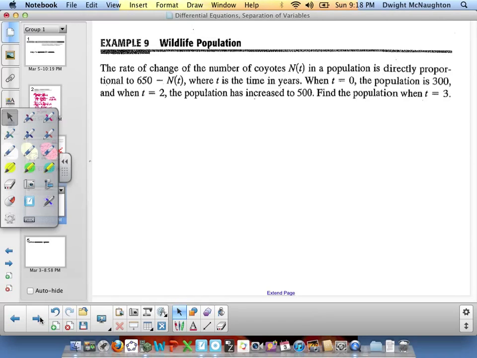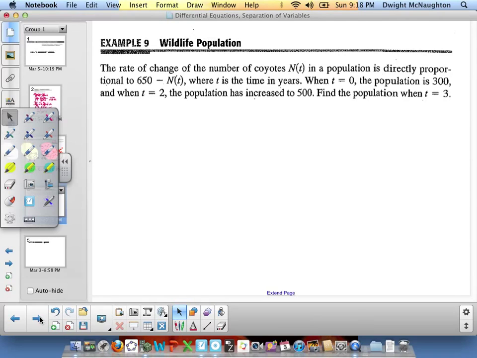The rate of change of the number of coyotes in a population is directly proportional to 650 minus the number of coyotes in the population. It's a limiting factor. Where t is time in years. When t equals 0, the population is 300. When t equals 2, the population is increased to 500. Those are going to help us find our variables.